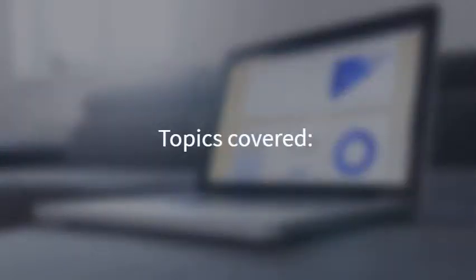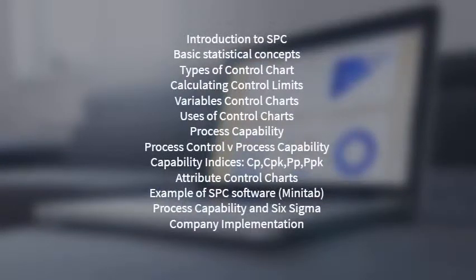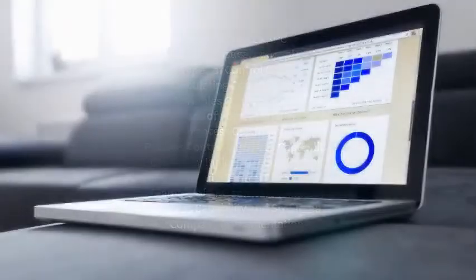Topics covered: Introduction to SPC, basic statistical concepts, types of control chart, calculating control limits, variables control charts, uses of control charts, process capability, process control v process capability, capability indices, CP, CPK, PP, PPK, attribute control charts. Example of SPC software, Minute App. Process capability and Six Sigma. Company implementation.